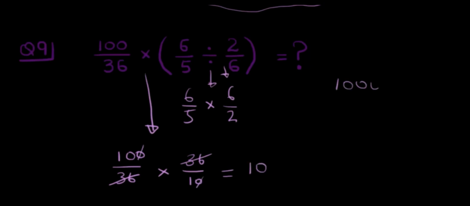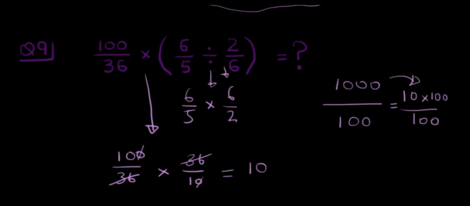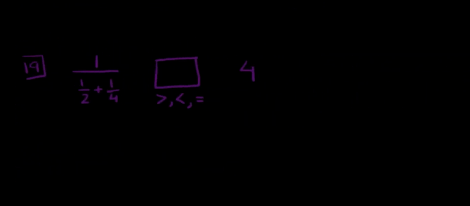By the way, zeros can go off with each other. For example, I have a 100. Isn't that the same thing as saying 10 times 100 over 100? This is 10 times 100, isn't it? So I can just say 2 zeros go off with the 2 zeros. We'll look into it later on. So question number 9, hope everything's clear. Let's move on to question number 10.